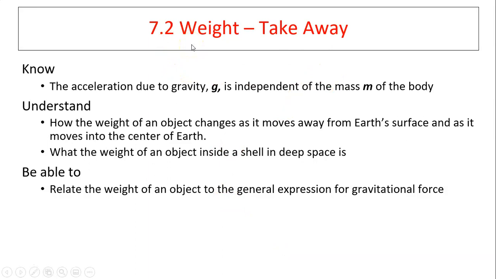7.2 weight takeaway. So what did we learn here? We learned acceleration due to gravity, g, is independent of the mass m of the body. We learned the weight is proportional to 1 over r squared, the inverse squared law, outside of the Earth, away from the Earth's surface, but it's directly proportional to r when it's inside Earth. And the weight of an object inside a shell in deep space is 0. And we know weight and the gravitational force are the same thing.